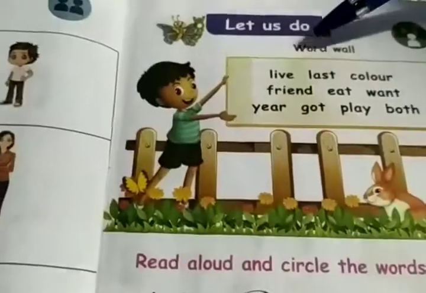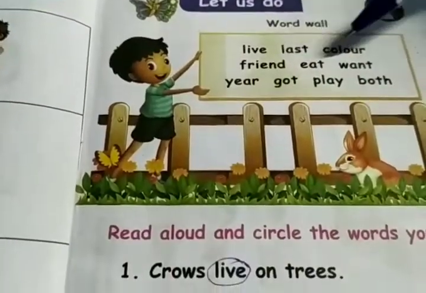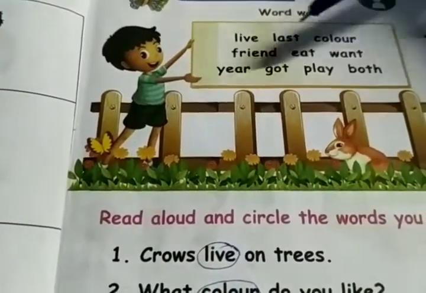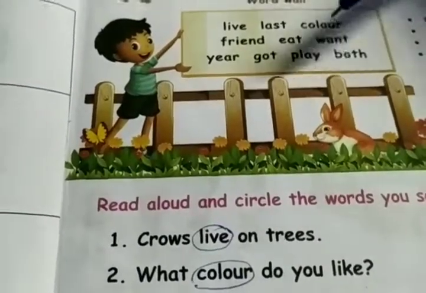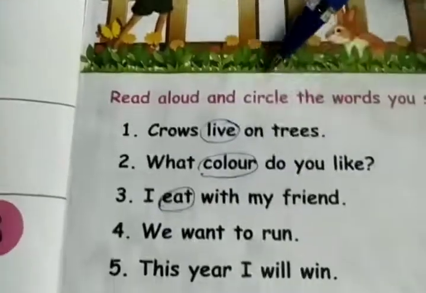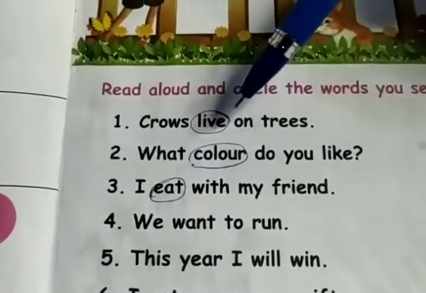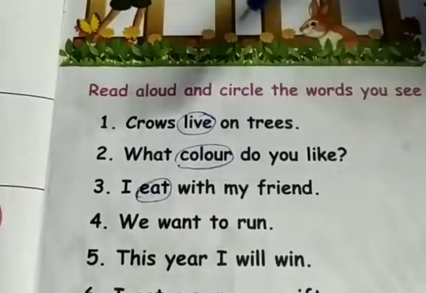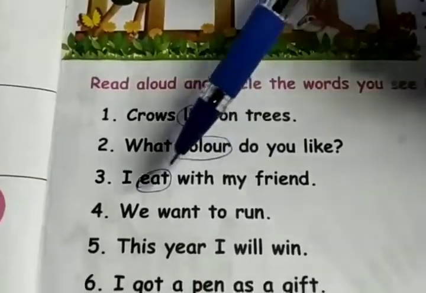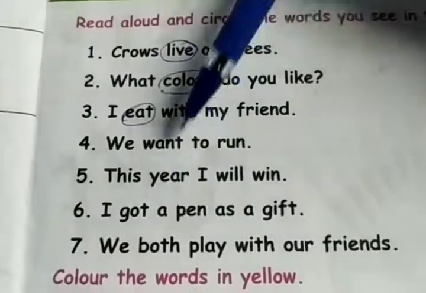Okay, so what are the words here? Live, last, colour, friend, eat, want, year, got, play, both. So these are the words in the word wall. So you want to find these words from these sentences and circle them. Okay. For example, I circled three words. Okay. So live, colour, eat. So let us read the sentences.